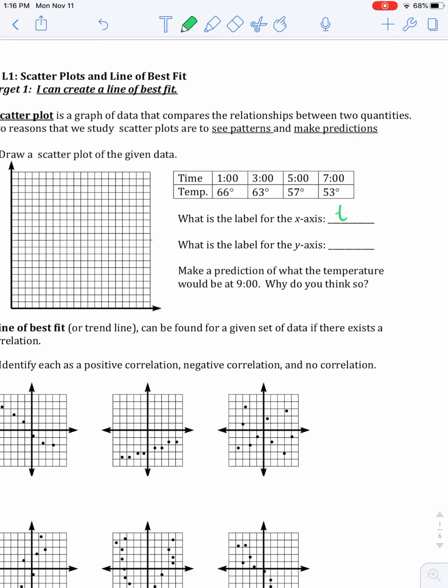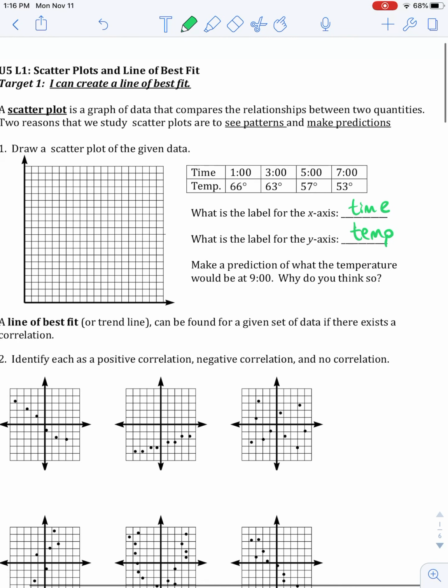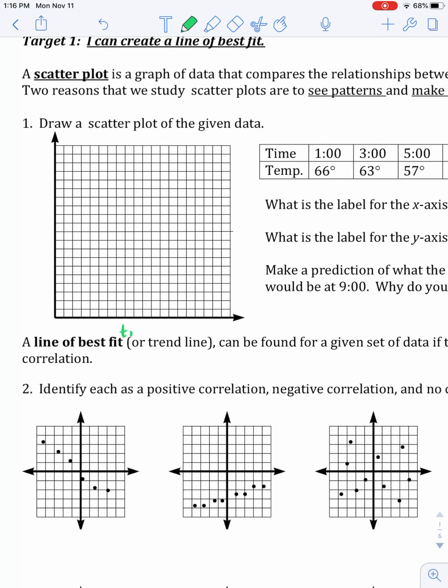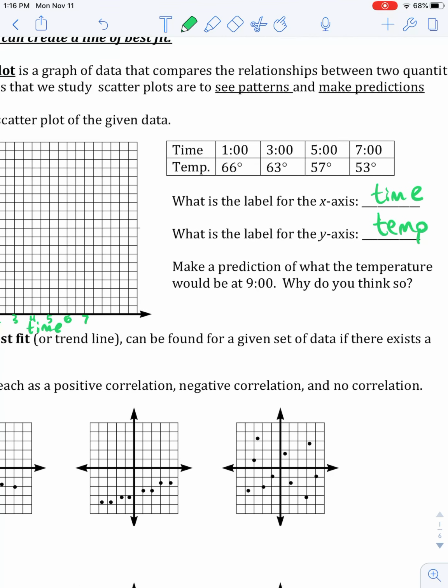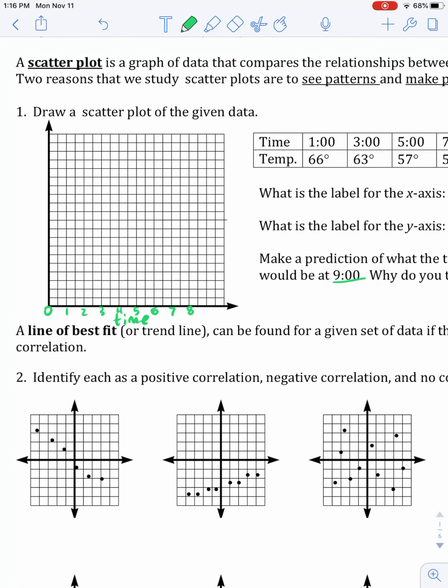We're going to let time be the label for our x-axis and temperature be the label for our y-axis. This is like after 1 hour, after 3 hours, after 5 hours. So we can start at 0 for time. I'm going to go every other to space it out: 3, 4, 5, 6, 7. You might think we could stop at 7, but they're going to ask us in a minute to make a prediction at 9. So I'm going to keep going and give myself a little bit more space so I can see what's going on there at 9.